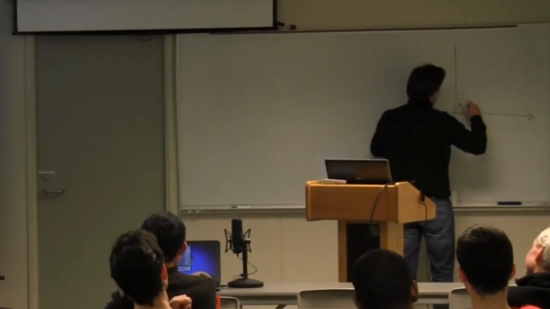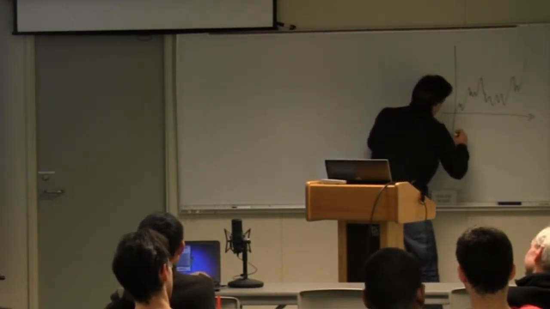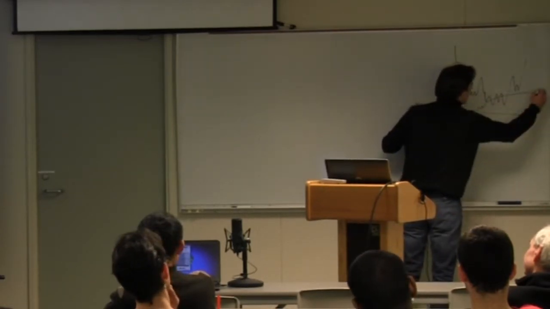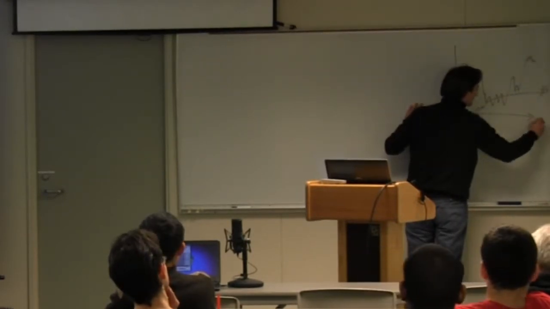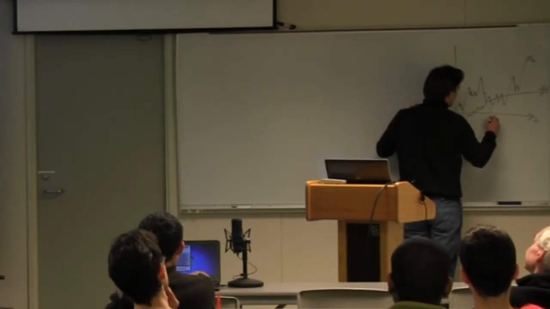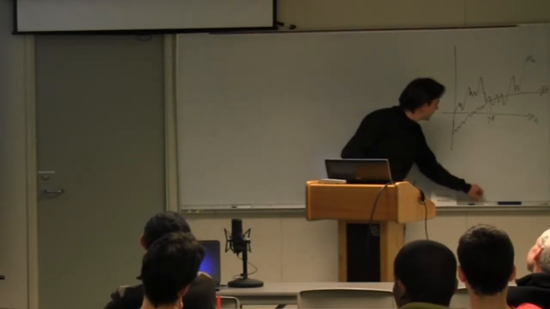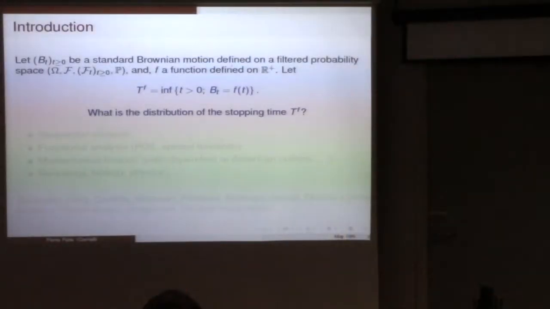So we have a Brownian path here, and we have a curve f here, and we are interested in getting information about the random variable Tf. So the question is, what is the distribution of the stopping time Tf? For which type of curve can we get some information about this distribution?